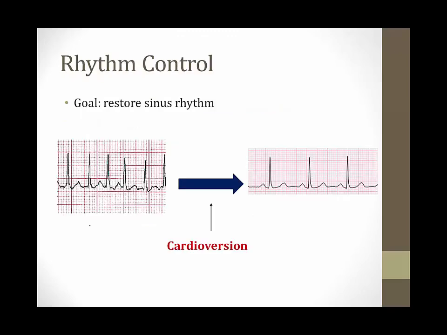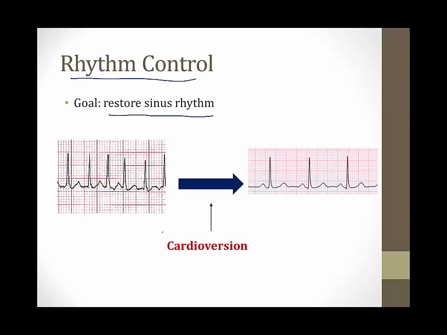Now, as I told you before, in some cases, rate control is all that's required. Some patients remain in atrial fibrillation and are free of symptoms. However, other patients are still symptomatic even when the heart rate is slowed down. In these cases, we need to do what's known as rhythm control. The goal of rhythm control is to restore sinus rhythm.